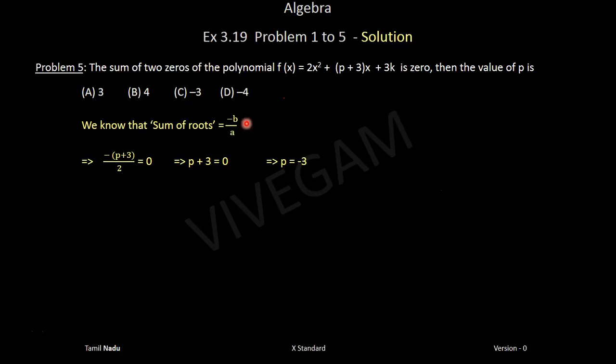So we identify a and b, substitute that, and it's also told that the sum of the roots is 0. Am I right? The sum of the two zeros being 0 is given here. If you want, you can underline that. The sum of the two zeros is minus b by a. So it's minus of p plus 3 by 2 equal to 0. Now you cross multiply, this will become 0. So minus of p plus 3 will be 0, or p plus 3 will be 0, or p will be equal to minus 3. So the option is option C.